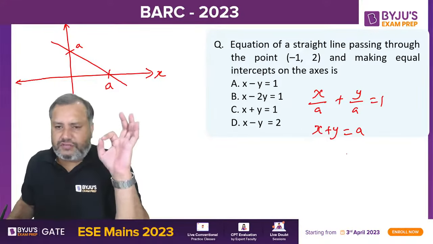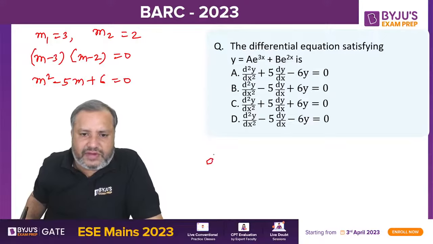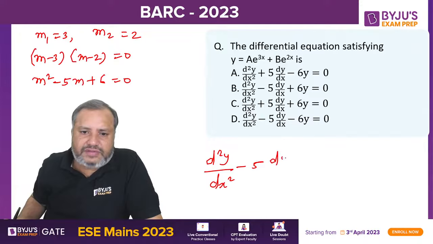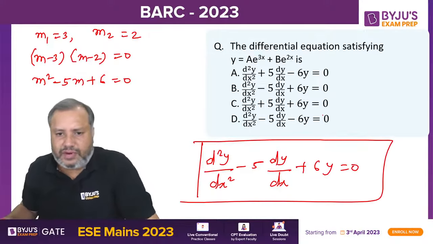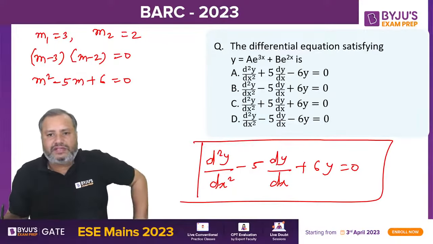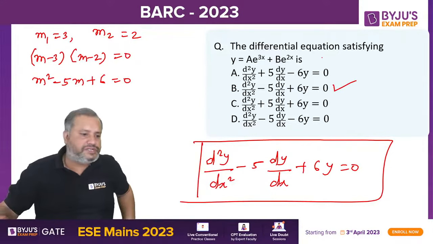So the auxiliary equation is (m minus 3)(m minus 2) equal to 0. Now in place of m, just replace m by d/dx. So d2y by dx2 minus 5 times dy by dx plus 6y equal to 0. The constant term will be multiplied by the dependent variable. d2y by dx2 minus 5 dy by dx plus 6y equal to 0. Option D is the correct answer.